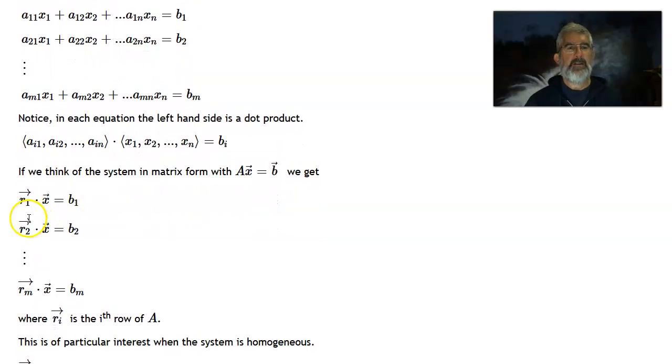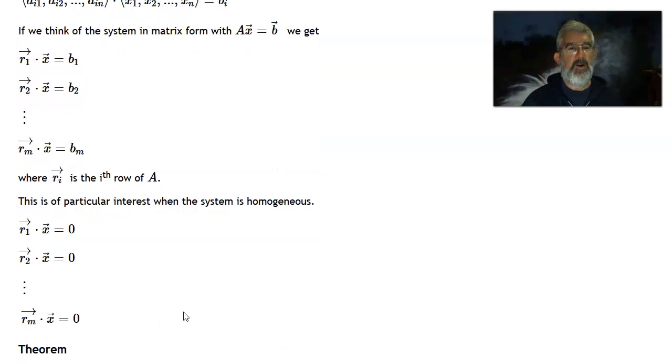looks like the dot product r1 dot x equals b1, r2 dot x equals b2, and so on all the way down to rm dot x equals bm. The Ri vectors are the row vectors of the coefficient matrix A. This is of particular interest when it's a homogeneous system, because then all those dot products equal 0, the first dot product equals 0, the next dot product equals 0.